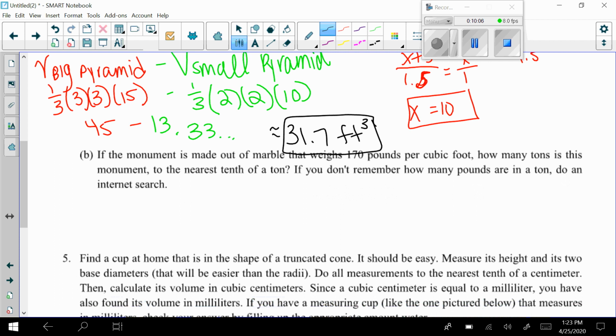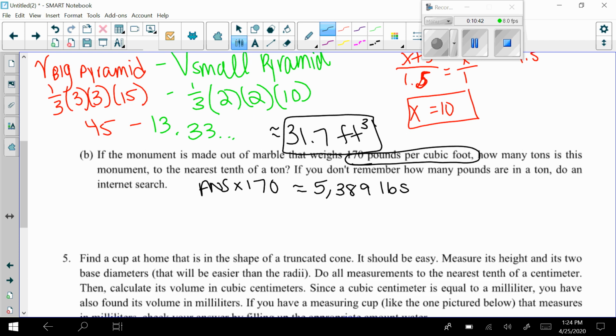So this is just using them. It says we have marble that weighs 170 pounds per cubic foot. So just use your common sense. You have 31.7 cubic feet, and each one of those cubic feet weighs 170 pounds. So you need to multiply that answer times 170, and you should get about 5,389 pounds.